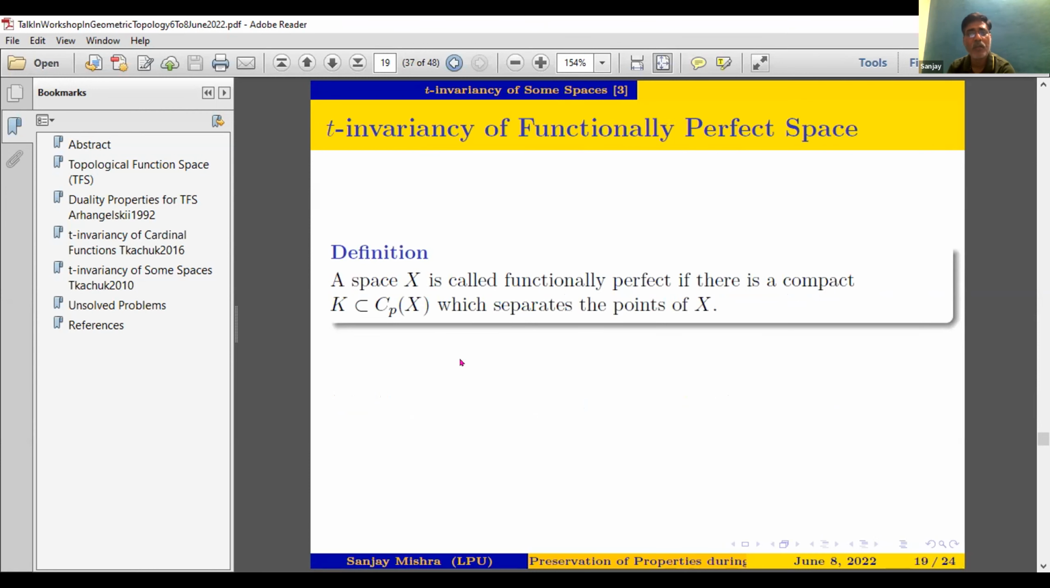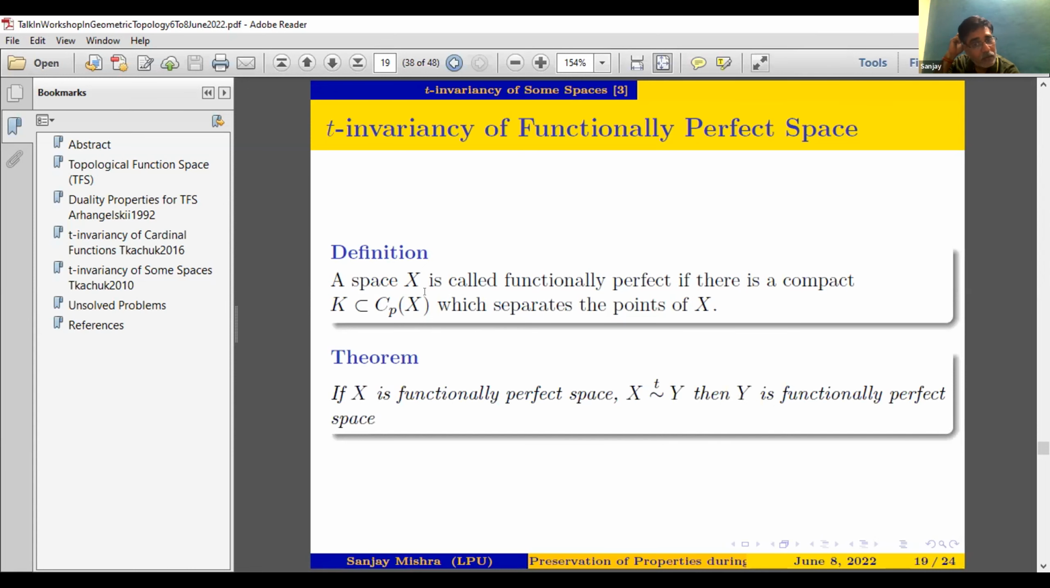Next is the functionally perfect space. A space X is functionally perfect if there is a compact subspace K of C_p(X), the topological function space with the pointwise topology, which separates the points of X. Such a space X is called a functionally perfect space, and the functionally perfect space is also T-invariant. So this is another property.